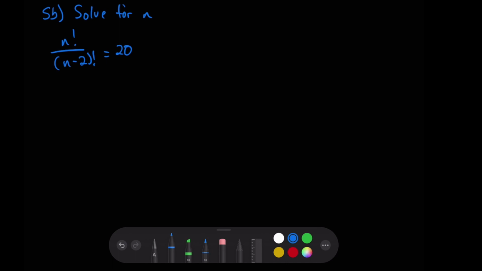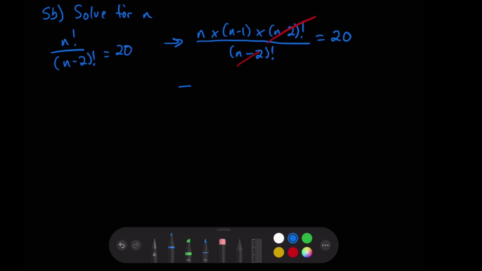And so what we're going to do is rewrite n factorial as n times n minus 1 times n minus 2 factorial. We're going to stop there because now we have a term in our numerator that is equal to the term in our denominator, so I'm going to be able to cancel that out. Let's cancel. Goodbye. And so we're left with n times n minus 1 equals 20.